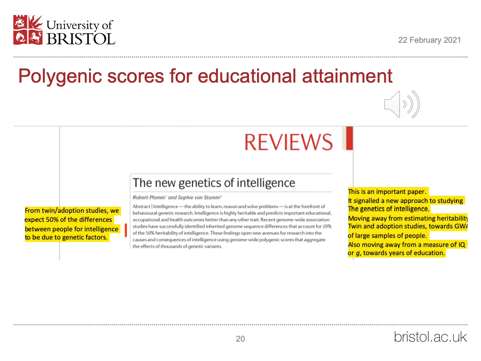This paper, The New Genetics of Intelligence by Robert Plomin and Sophie von Stumm, was originally published in Nature. It is a significant paper because it introduced the idea of polygenic scores to a wider audience beyond the genetics community. It's very readable and very accessible. I suggest that you read it and talk to each other about it.